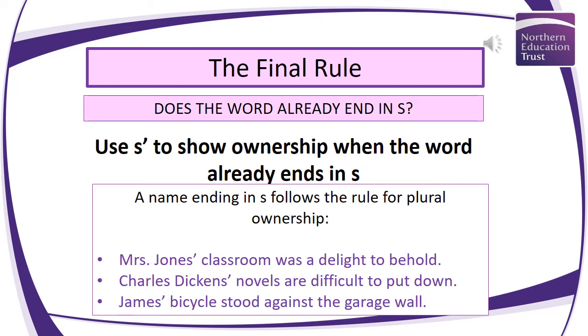So for example, we've got here, Mrs Jones's classroom was a delight to behold. So Mrs Jones, she owns the classroom. Charles Dickens novels, so we know that the novels belong to Charles Dickens. And we've got James's bicycle stood against the garage wall, so the bicycle belongs to James. Some people might put an apostrophe S, although it does look rather clumsy. So again, it's just that S on the end because we've already got this S at the end of the word.